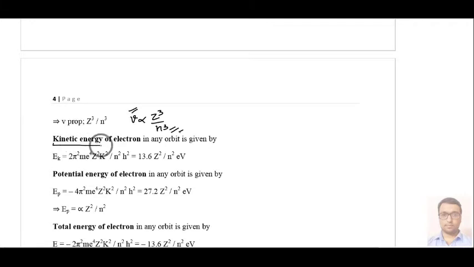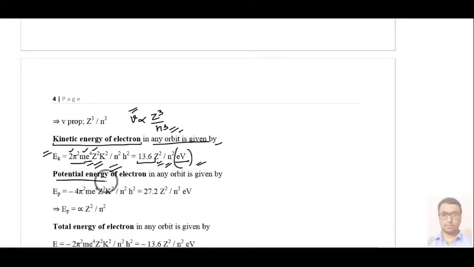Second thing is the kinetic energy of the electron. In any orbit this expression can be given by 2 pi square m e raised to the power 4 z square into k square upon n square h square. If you solve the expression, putting in the mass of the electron, charge of the electron, etc., then you will get this factor, that is 13.6 into z square upon n square electron volt. This energy will come out in electron volts.